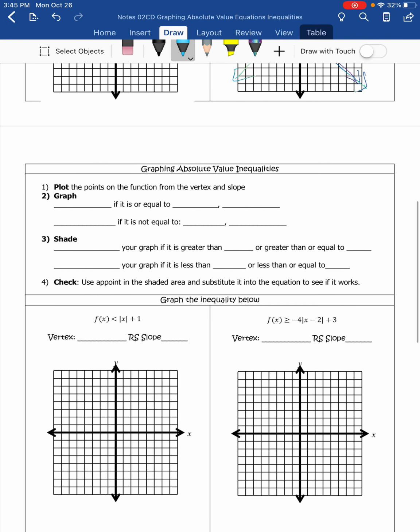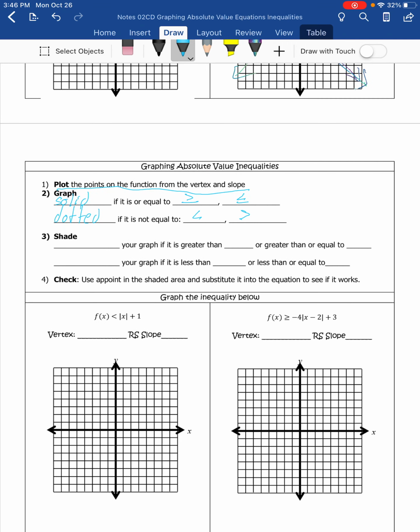So you're going to do the same thing that we just did, plot the points on the function, the vertex and slope. You're going to graph a solid line if it is equal to, so it could be greater than or equal to or less than or equal to, and you're going to have a solid line. Your line is going to be dotted if it is not an or equal to sign, so it could be less than or greater than. You're also going to have to worry about shading. You're going to shade your graph above.